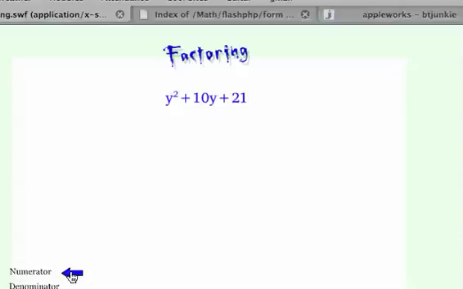All right, so I'm going to write my answer. y plus 3 times y plus 7, bracket y plus 7, close bracket.